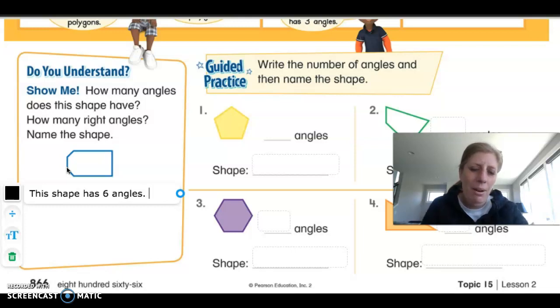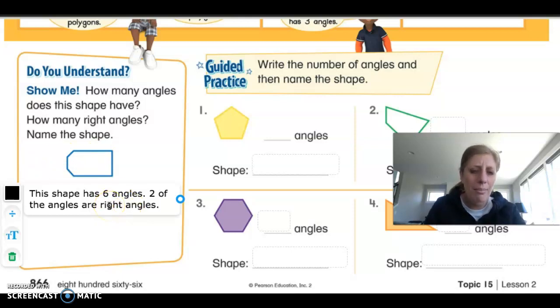And now how many of them are right angles? How many do you think look like they're square? Like if you took a Post-it note and you put it in the corner, how many would be the same size angles? I think 2. I think these 2 right here. So I'm going to write 2 of the angles are right angles. Hey, there's that IGH spelling pattern that we've been working on.